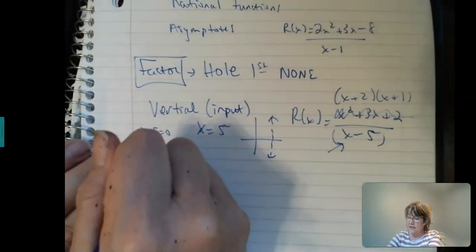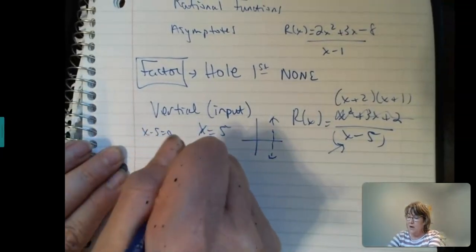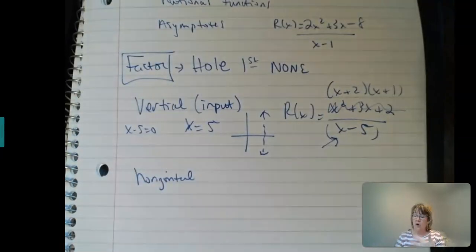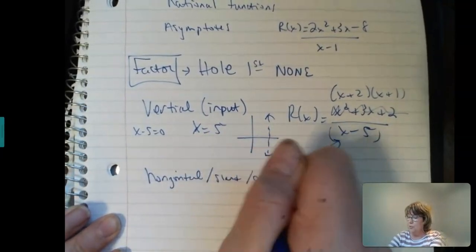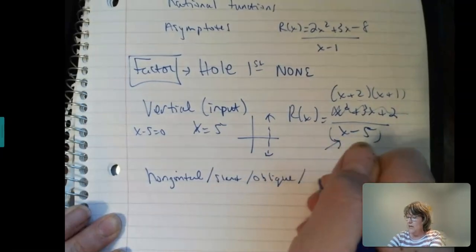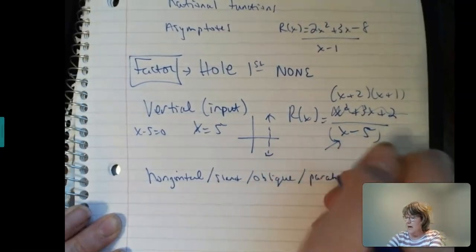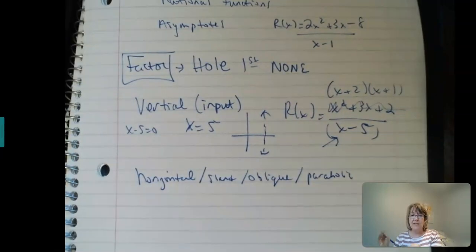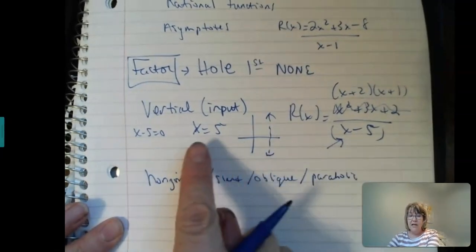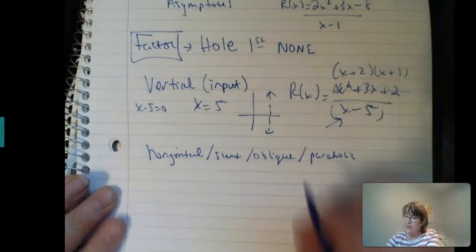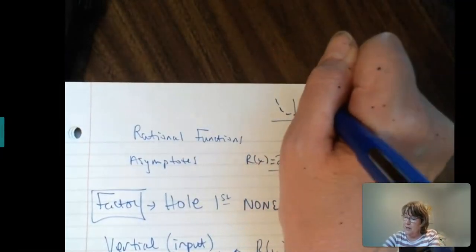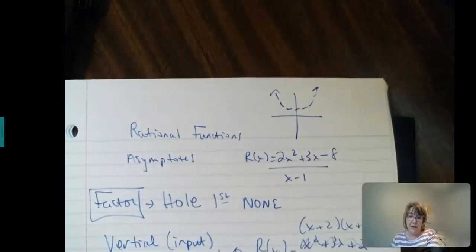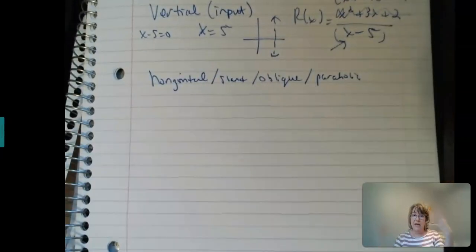All right, next, we're going to look for horizontal. Now, horizontal could also include maybe a slant asymptote, or what we call oblique, or even a parabolic, where, you know, it doesn't always have to be vertical and horizontal. You could have an asymptote that literally looks like a parabola and it hems in the graph that way. Okay, so it can be a wide variety of things.